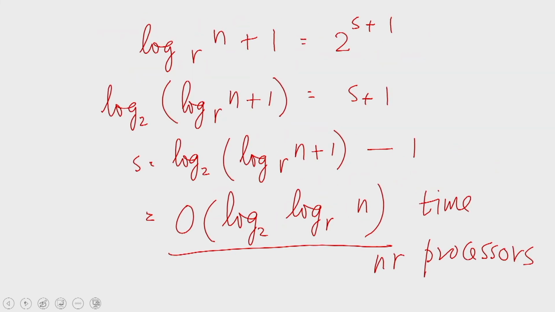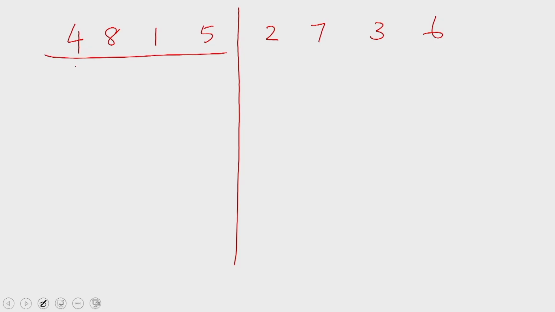Let us work out an example. We are given an array of size 8. This is the same example that we saw before. We divide this in the middle. So, we have now two problem instances of size 4 each. To solve the left instance, which is 4 8 1 5, we again divide this into two problem instances of size 2 each.